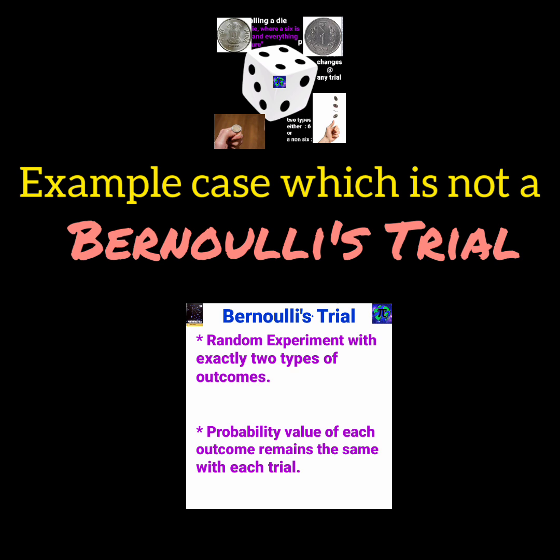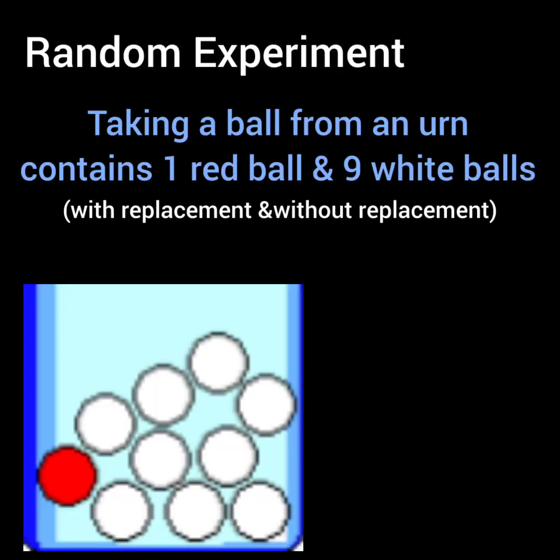The probability values should be constant, that is, they never change at any repetition of the experiment. Now we are going to see one example random experiment, that is taking a ball from an urn containing totally 10 balls, out of which one is red and remaining 9 balls are white in color. This random experiment can be categorized as two cases. One is with replacement and another one is without replacement.